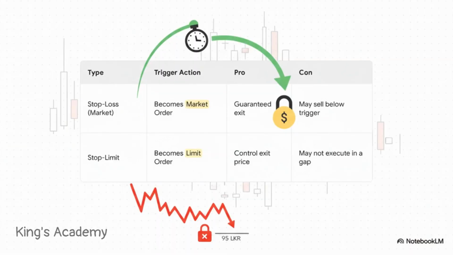Now listen closely, because there's a subtle but really critical difference here. A standard stop loss, when triggered, becomes a market order. Its job is to get you out, period. A stop limit, on the other hand, becomes a limit order. It guarantees your price. But here's the danger. What if a stock gaps down? Let's say it closes at 96, but some bad news comes out overnight and it opens the next day at 90. Your 95 LKR stop limit order would never get filled because the price blew right past it. You'd be stuck in a free-falling stock.